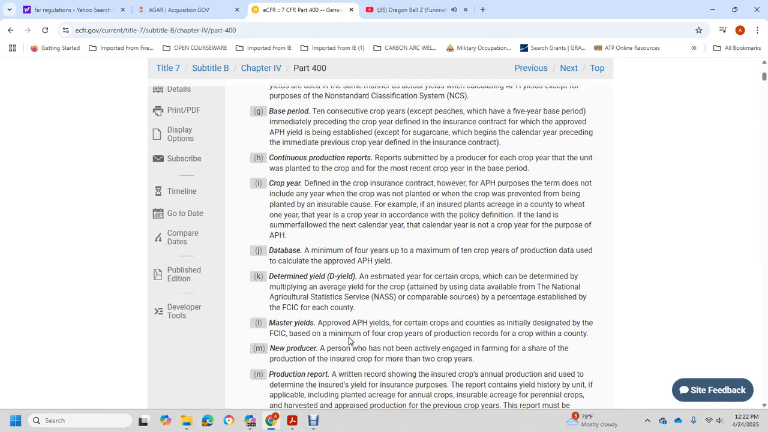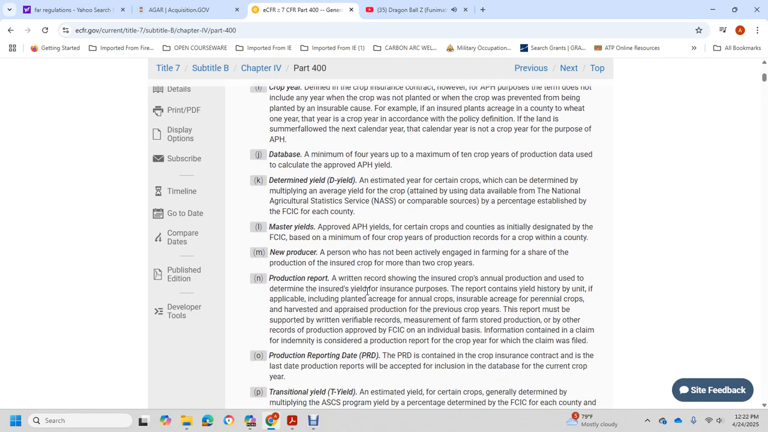A minimum of 4 years and a maximum of 10 crop years of production data is used to calculate the approved actual production history yield. The determined yield, or D yield, is the estimated yield of certain crops, determined by multiplying the average yield of the crop by the yield data available from the National Agricultural Statistics Service or comparable sources, at a percentage established by the FCIC, for each county, used until master years are approved for the actual production history of certain crops.